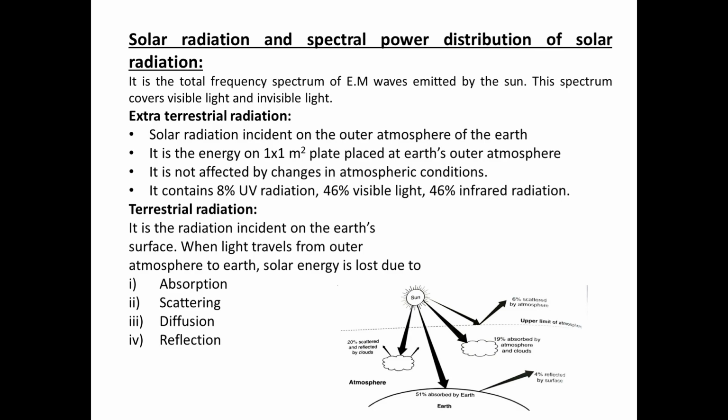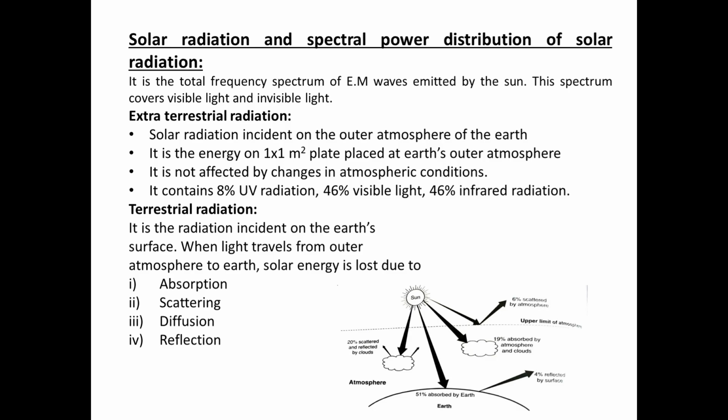And the extraterrestrial radiation is above the atmosphere of the Earth, so it is not affected by changes in atmospheric conditions. Even though there is a change in atmospheric condition, there is no effect on the extraterrestrial radiation. And generally, if we consider it as a spectrum, it occupies 8% UV radiation, 46% visible light, and the remaining 46% infrared radiation. So it has UV radiation, it is in the range of visible light, and again in the range of infrared radiation also.